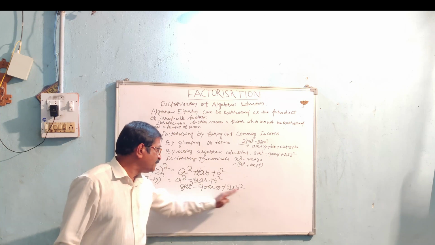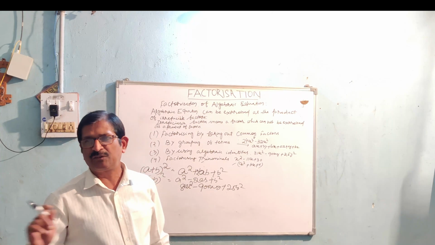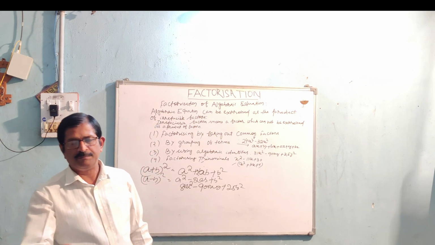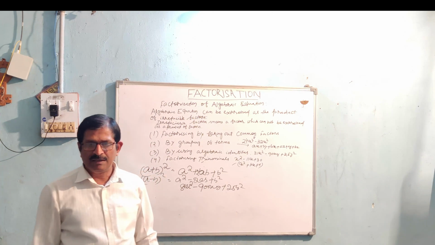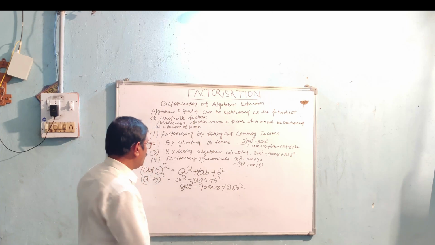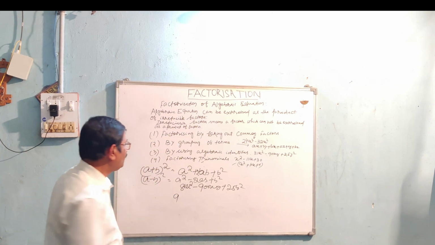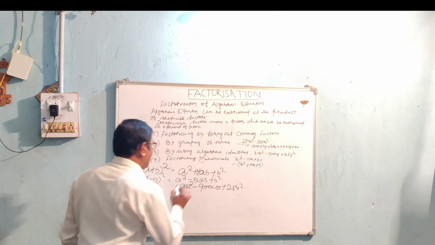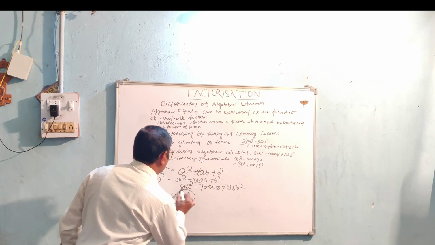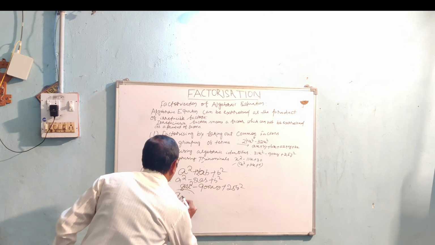So you just see both the extreme two terms, 81x square and 25y square. 81 and 25 are perfect square numbers. The square root of 81 is 9, and the square root of 25 is 5. So instead of writing 81 I can write 9 square, and instead of writing 9 square and x square, I can write (9x) whole square.